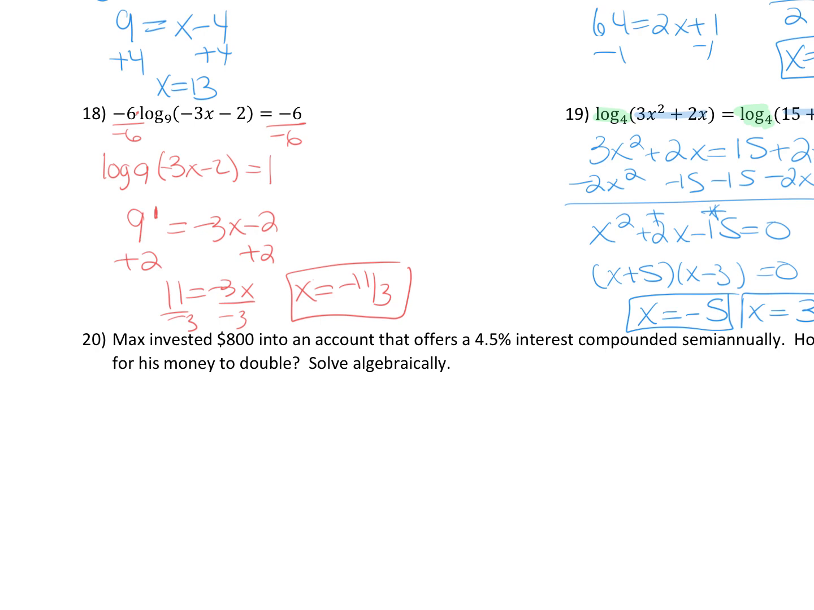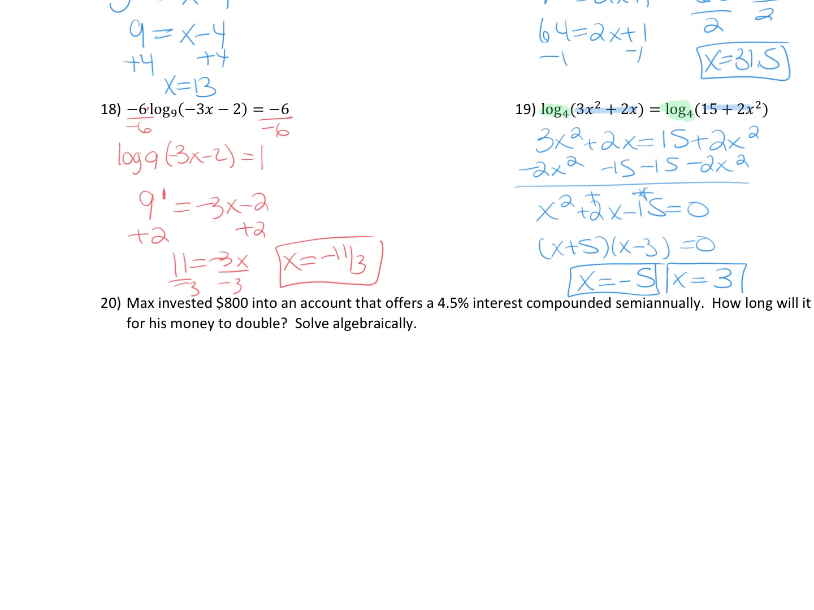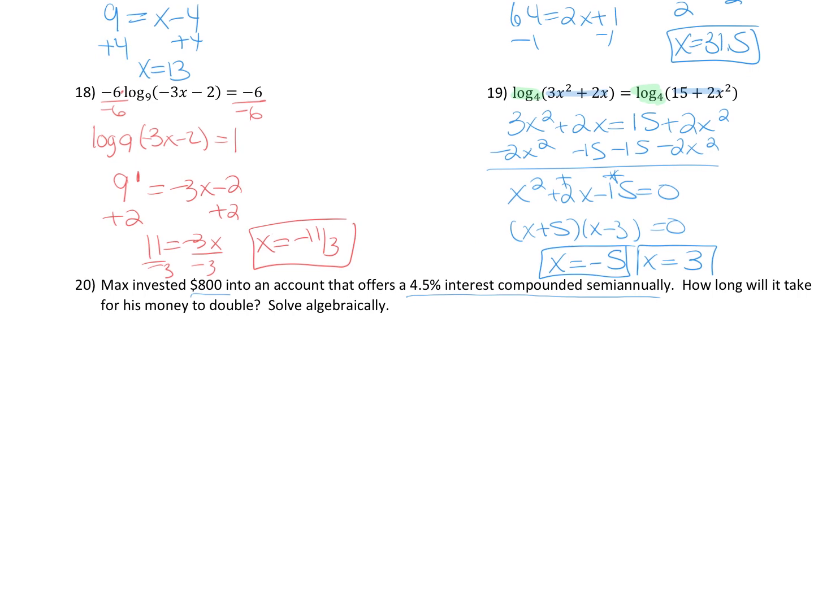For this last example, we are going to use the same formulas that we used in exponential. So Max invested $800 in an account that offers 4.5% interest, compounded semi-annually. How long will it take for his money to double? So we're going to be using our P times 1 plus R over N to the NT. And I know that because they're talking about how many times it's compounded, and semi-annually would be twice. If it said compounded continuously, then we'd be using our A equals PERT formula.